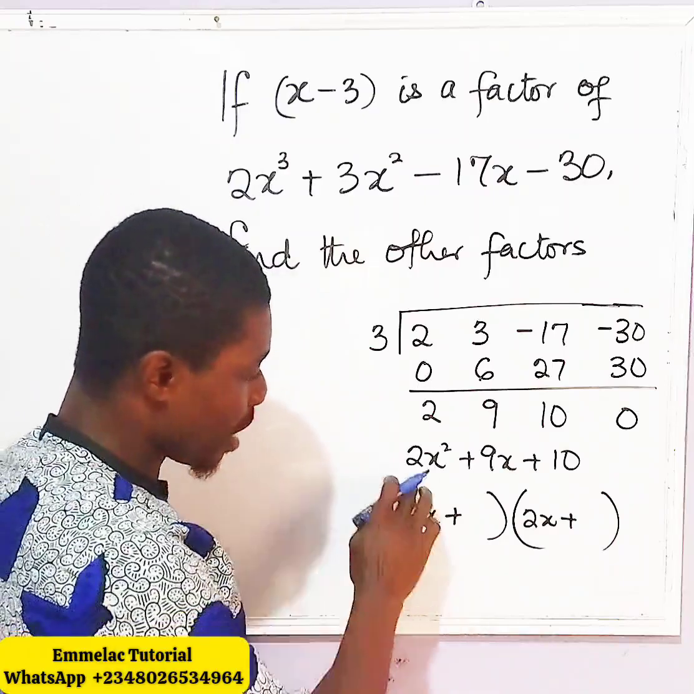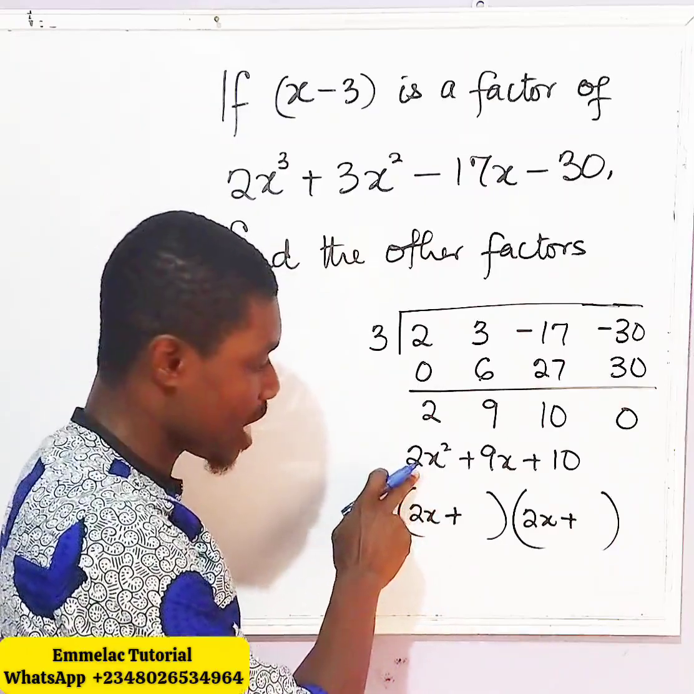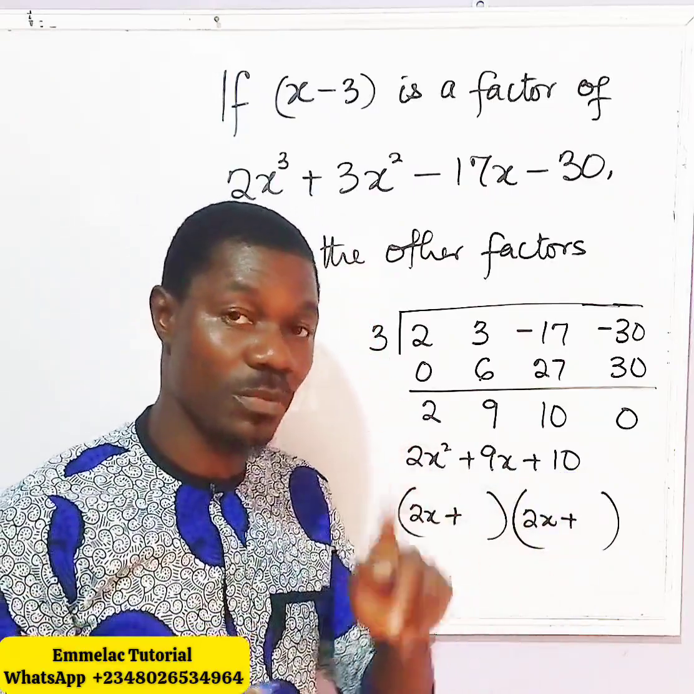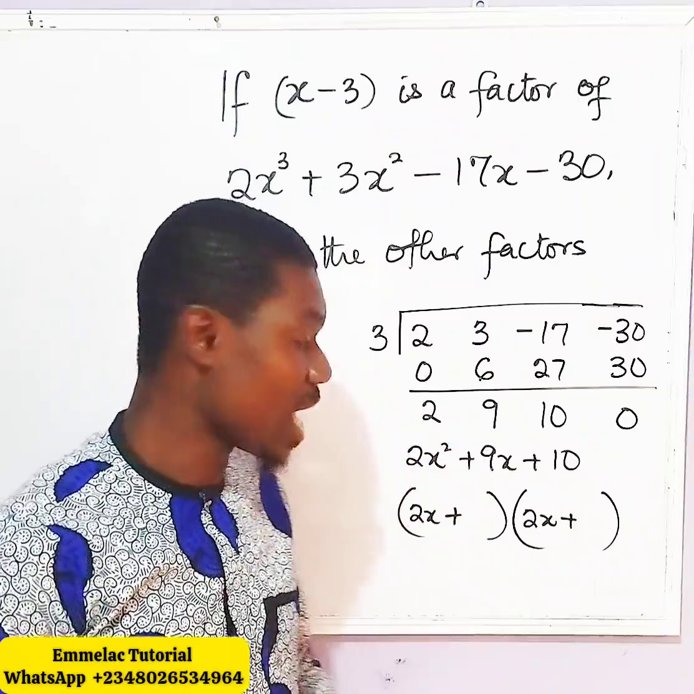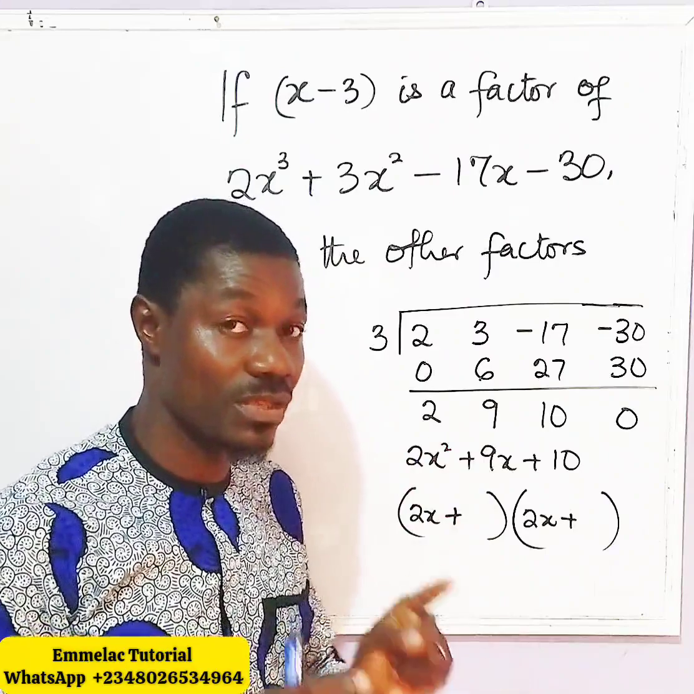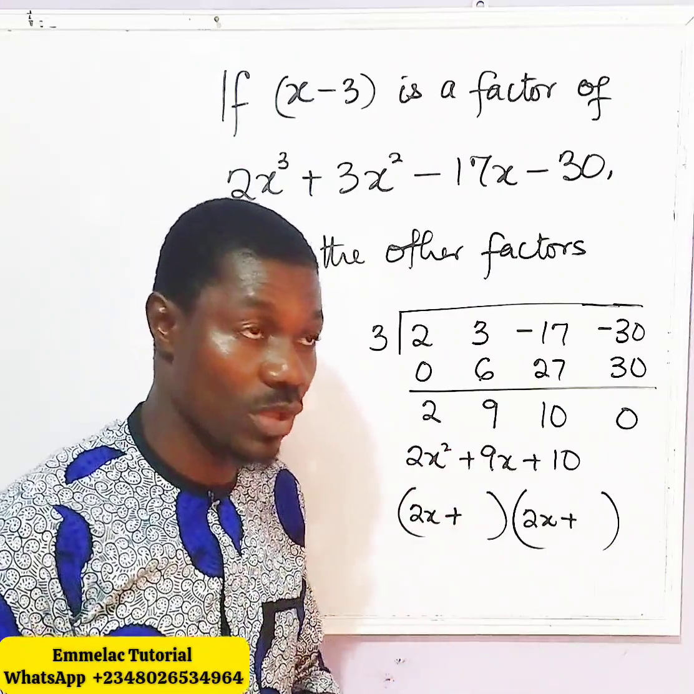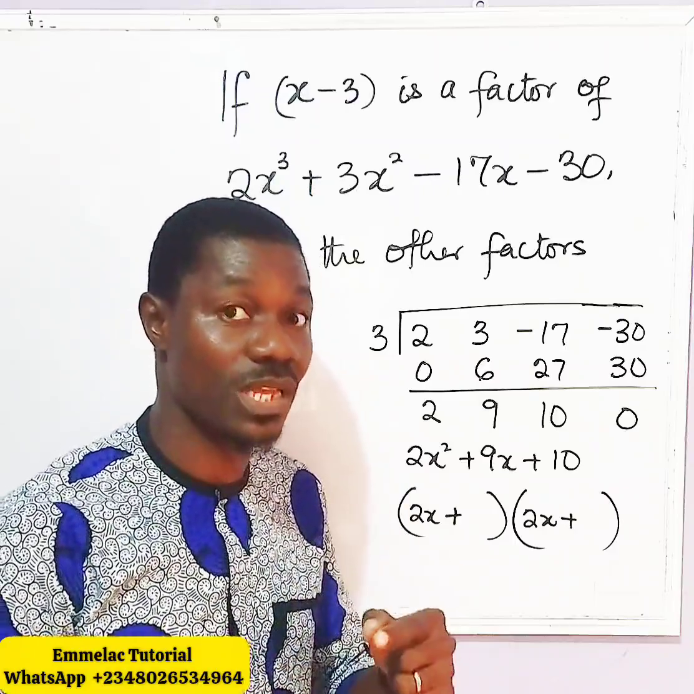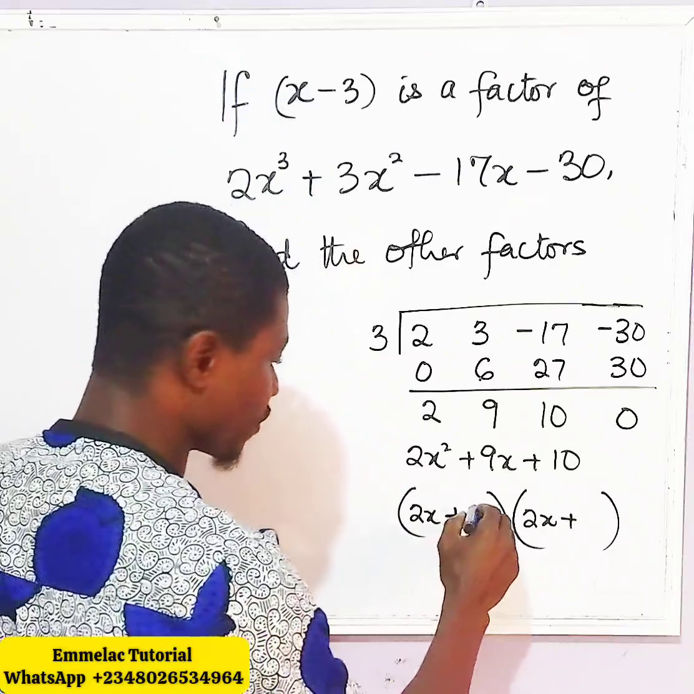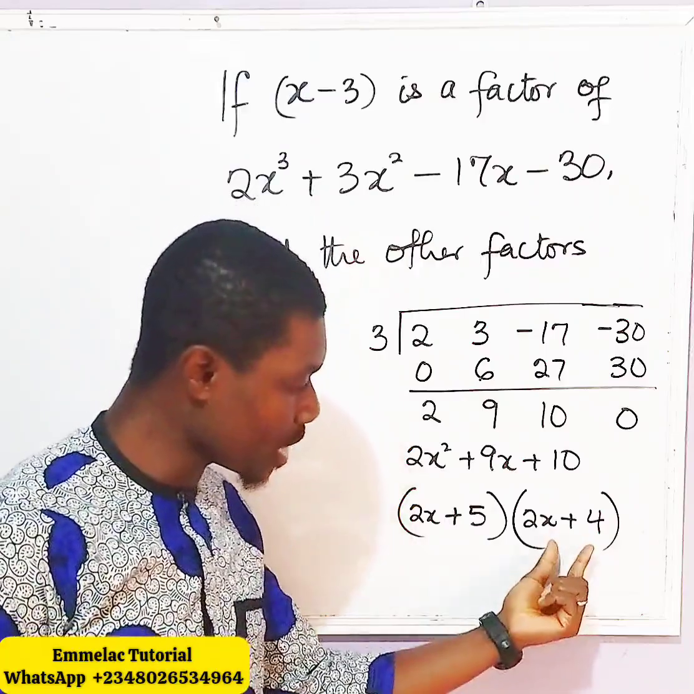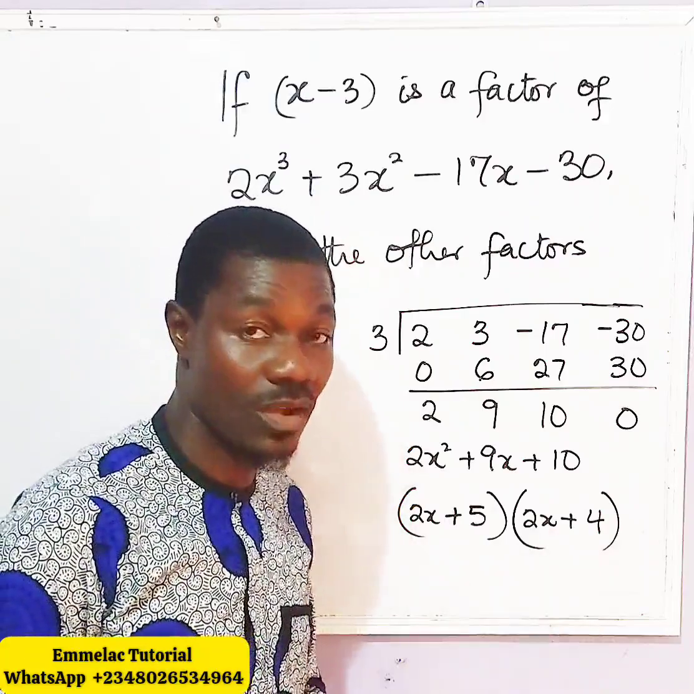Now multiply the leading coefficient here times 10, that will give us 20. What are those two numbers which multiply to give us 20 and add to give us 9? That should be 5 and 4, because 5 times 4 gives us 20, and 5 plus 4 gives us 9. So here we can just add 5, and here we have 4.